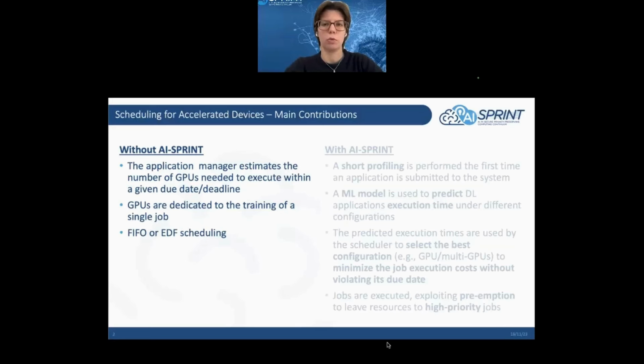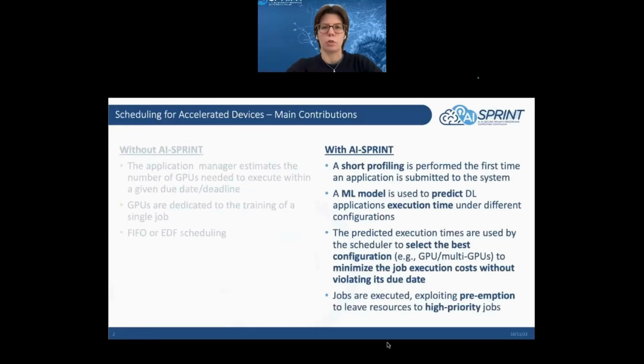Scheduling is usually demanded to first in, first out, or earliest deadline first algorithms, which are unable to effectively cope with different job priorities. The scheduling component we developed in AI Sprint overcomes these limitations. After a short profiling, which is performed the first time an application is submitted to our system, the job execution time under different resource configurations is predicted using machine learning-based performance models.